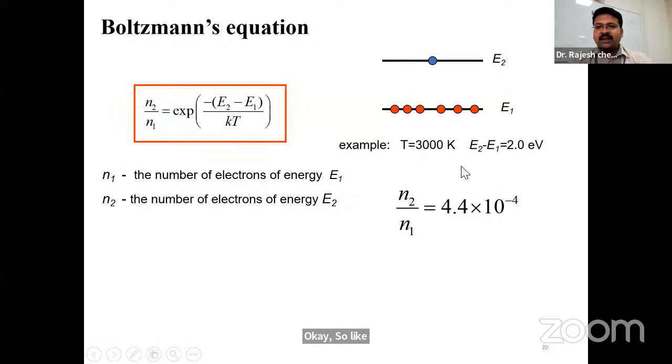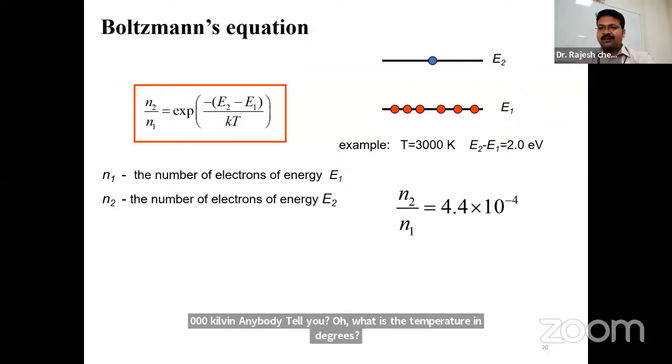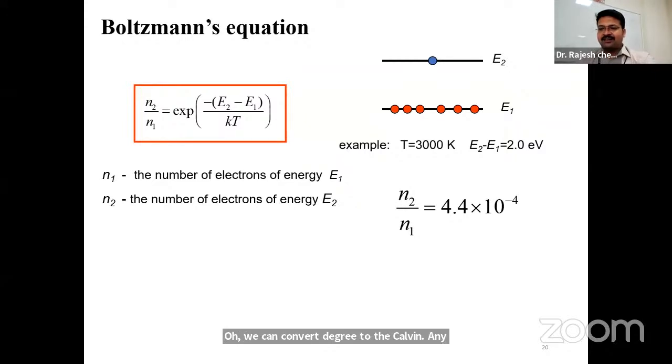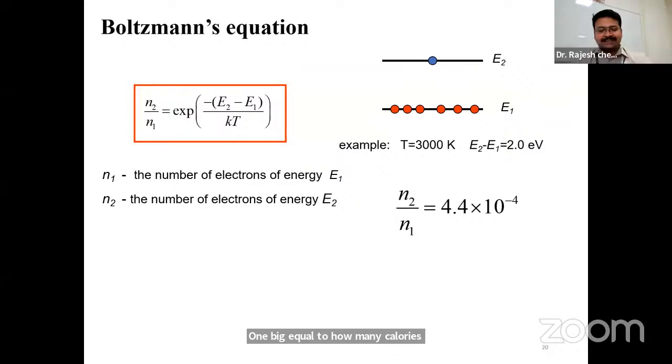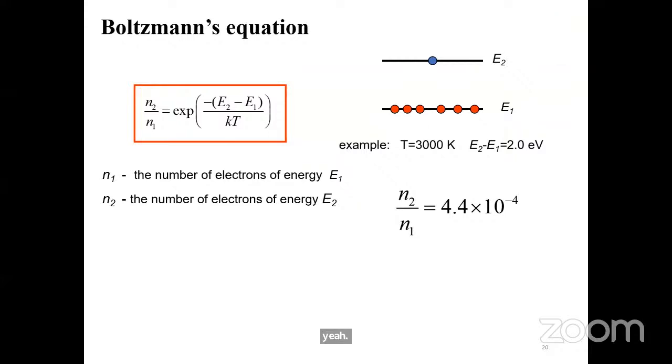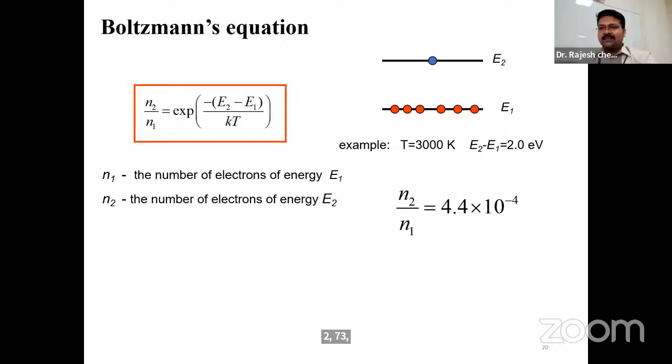The temperature is very high, 3000 Kelvin. Can anybody tell me what the temperature is in degrees? How can we convert degrees to Kelvin? Any idea? One degree equals how many Kelvins? 273. 473 or 273? 273. Right? Now we can just subtract the 273 from here and we will get how many degrees temperature we are using.